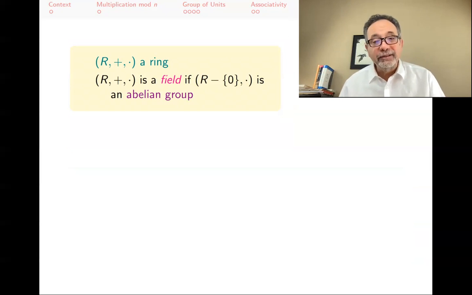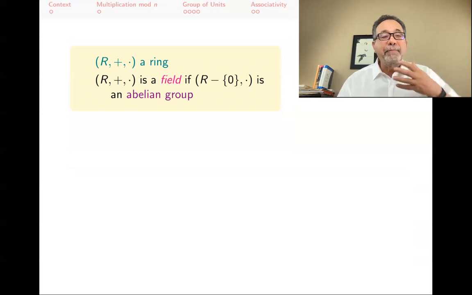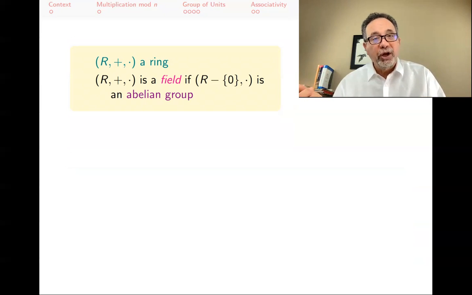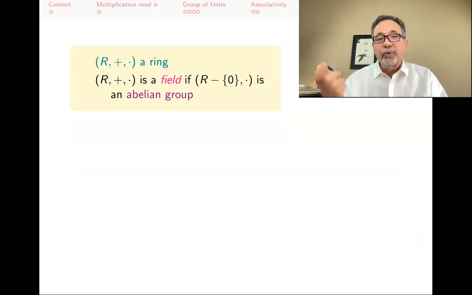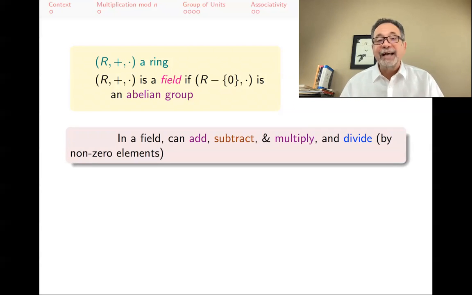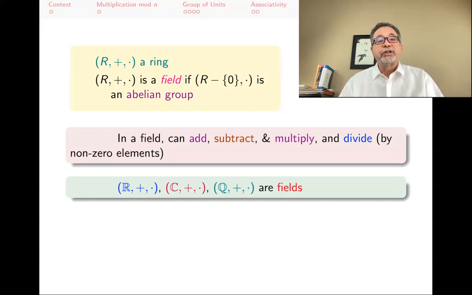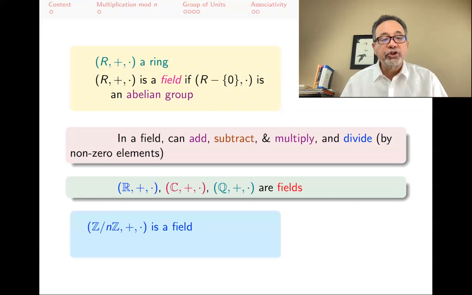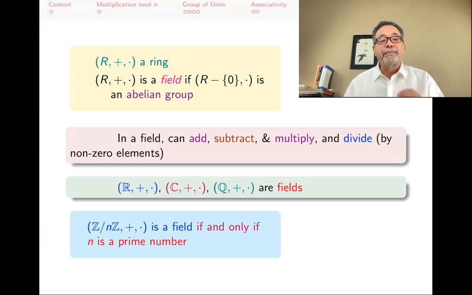A ring is a field if the multiplication is just nicer than what we said before. Before we just said closure and associativity, but the best we can expect is that if you just throw away zero, zero is never going to have an inverse, but if you throw away zero, then you get an abelian group. And that is a field. So in a field, you can subtract, you can add, you can multiply, and you can divide. Because every element is invertible, the only thing you can't divide by is zero. Some examples of fields are the real numbers, the complex numbers, and the rational numbers. But we just also proved that Z mod NZ with addition and multiplication is a field if and only if n is a prime number. So we have another example of a field, which is Z mod PZ when P is a prime number.